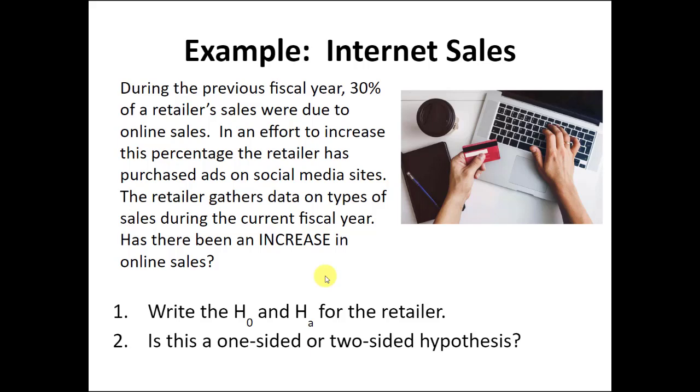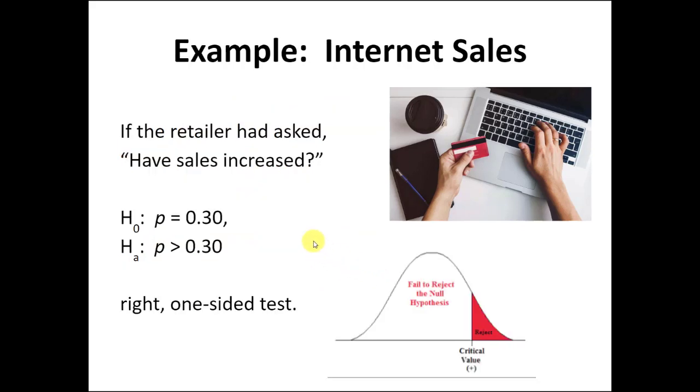The H0 is the same. It's what's been happening: 30% online sales. The HA is going to address the question, has there been an increase in online sales? Not has there been any change, not is it decreased, has it increased? So, because the proportion stays the same, we always say P equals 0.30. The null hypothesis always has an equal sign, always. The HA is addressing the question, have sales increased? So has the proportion of online sales significantly increased more than 30%?